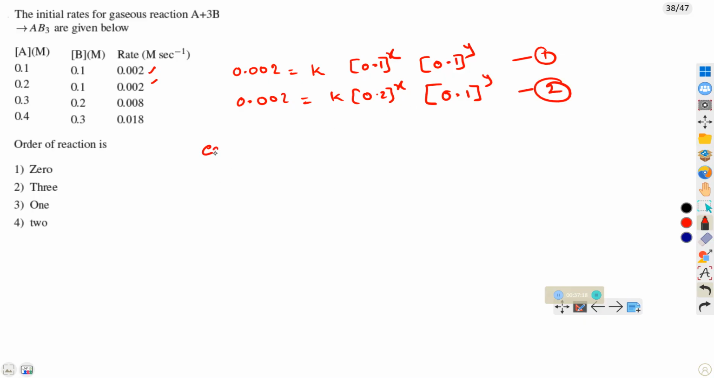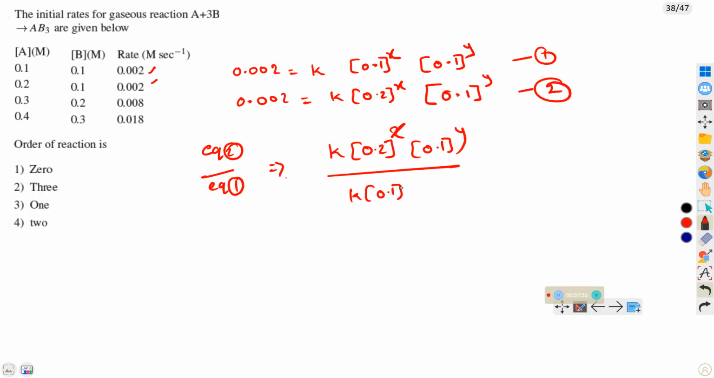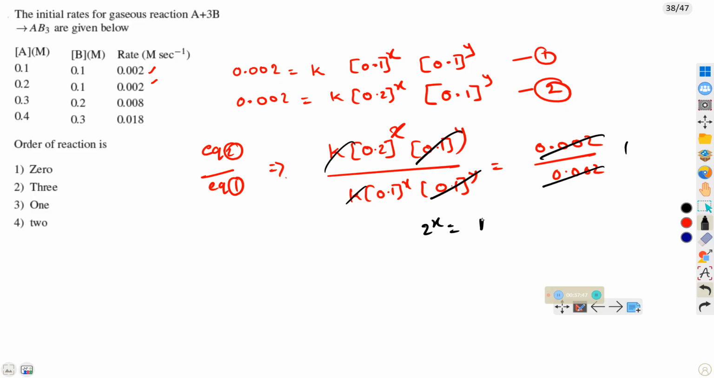First do equation 2 by equation 1. Then K into 0.2 whole power X, 0.1 whole power Y by K into 0.1 whole power X, 0.1 whole power Y is equals to 0.0002 by 0.0002. Cancel. 2 power X is equals to 1, which is also written as 2 power 0. Then X is equals to 0.